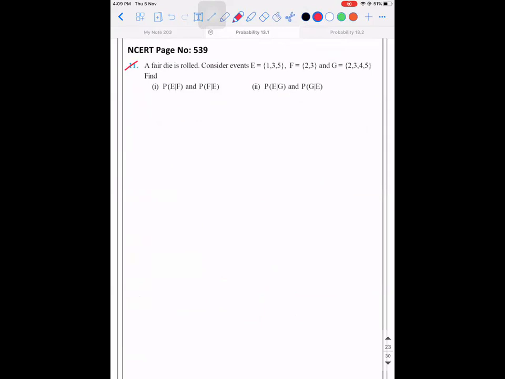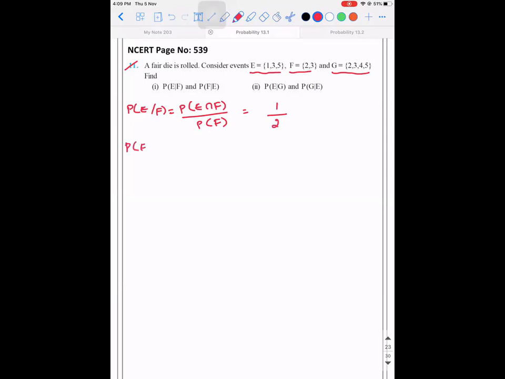Okay. So event E is {1, 3, 5}, F is {2, 3}, G is {2, 3, 4, 5}. Find the conditional probability of E given F. So what is the probability of E given F? Probability of E intersection F by probability of F. So in E and F, what is common? 3. So 1 divided by 2. That's right.